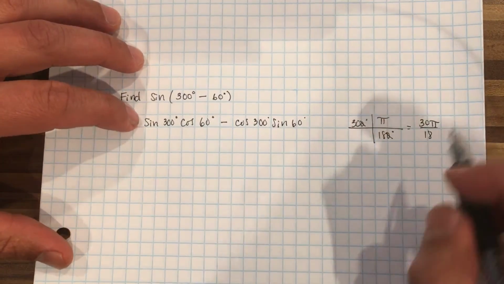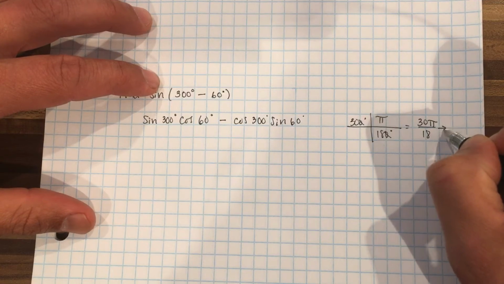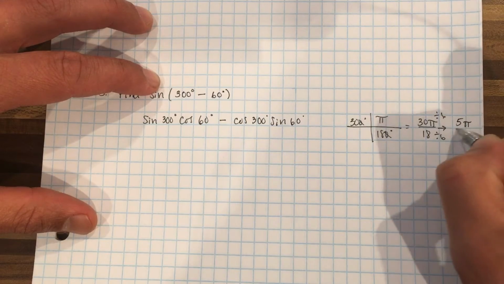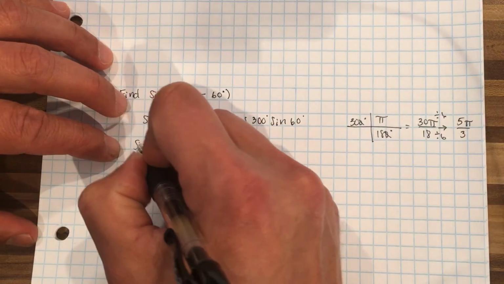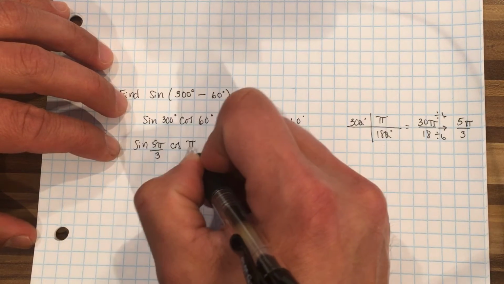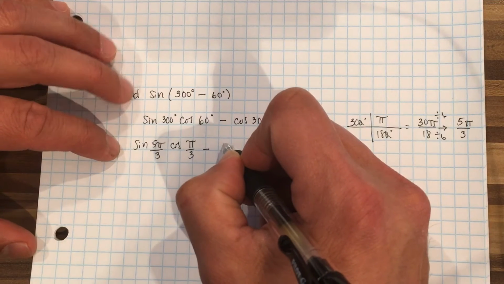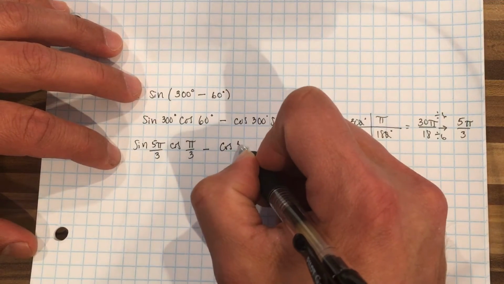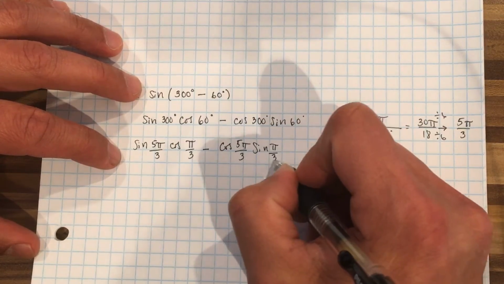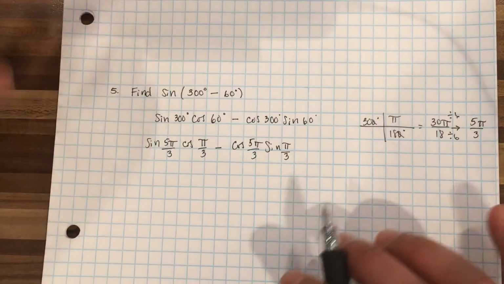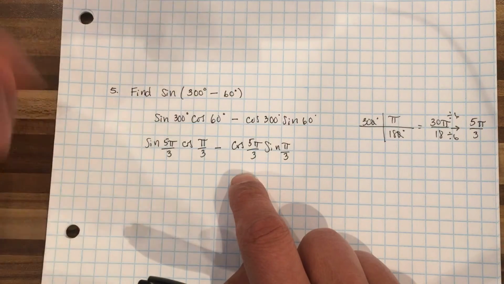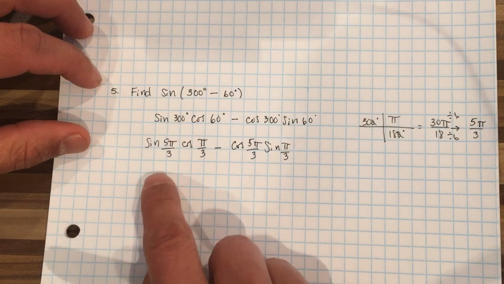Well, we can reduce that some more. Divide that by 6. If we divide the top and the bottom by 6, we're going to end up with 5 pi over 3. So this is the same thing as sine of 5 pi over 3 times cosine of pi over 3 minus cosine of 5 pi over 3 times sine of pi over 3. Alright? Hopefully that's a lot easier. Your professors will actually prefer you to understand this, the radians, better, because it's more of a precise unit of measurement.